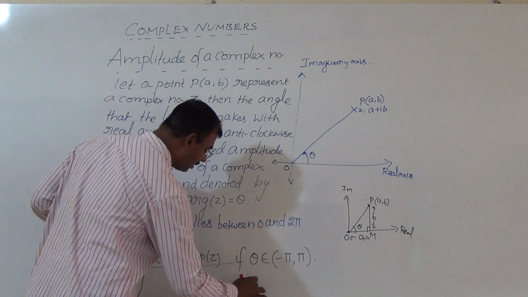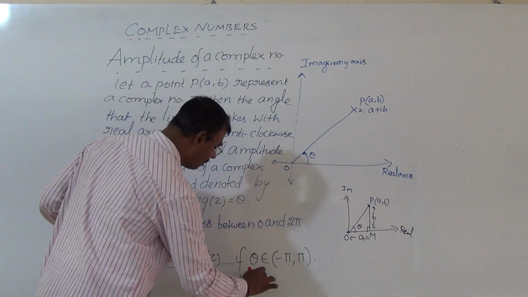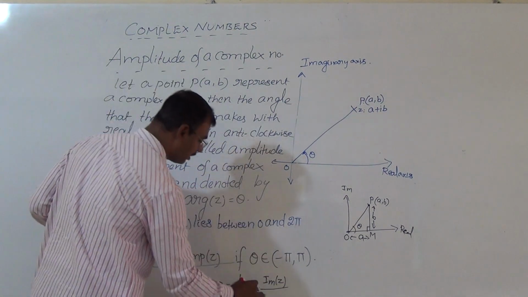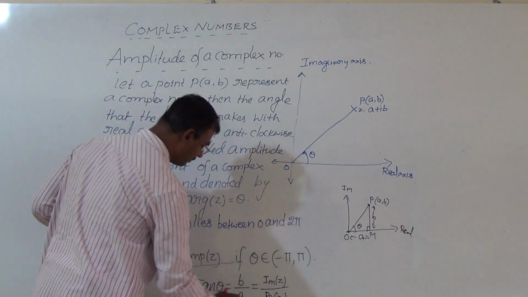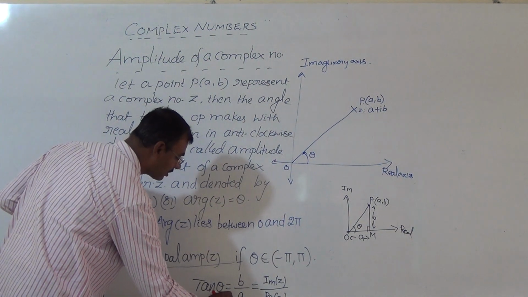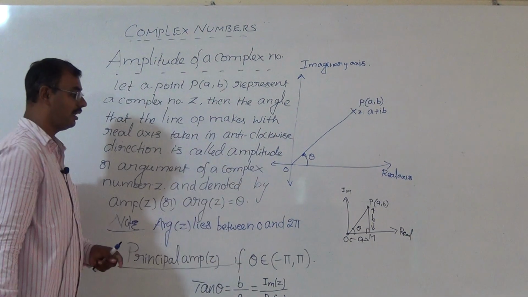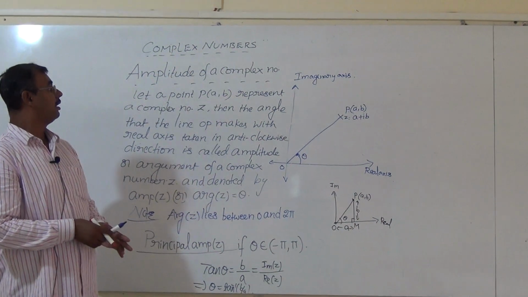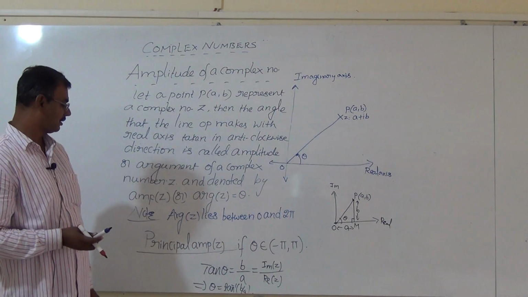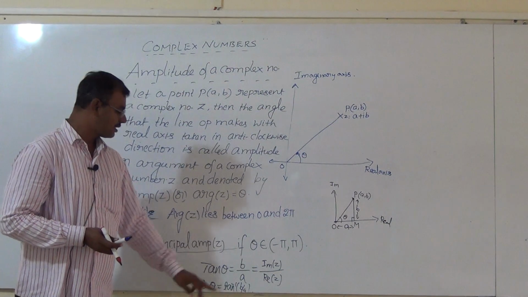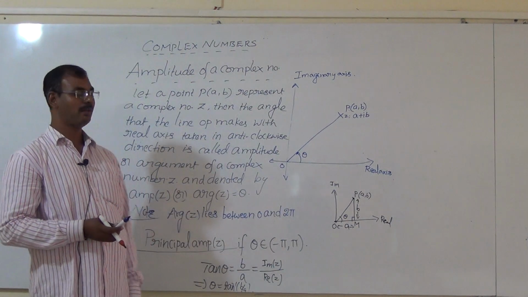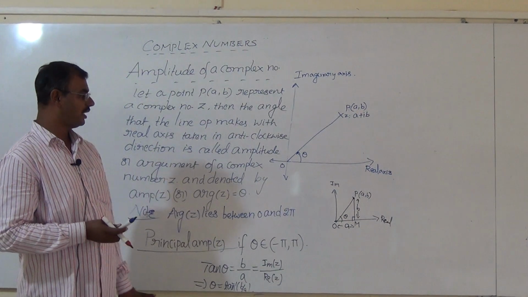This means what? What is B? B is called the imaginary part of Z. What is A? A is the real part of Z. So from this, theta is equal to tan inverse of B divided by A. This is the amplitude of a complex number. To define the amplitude of a complex number, what is the formula? Theta is equal to tan inverse of the imaginary part of z divided by the real part of z.